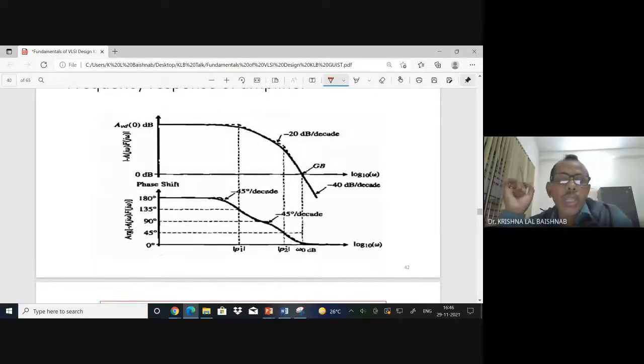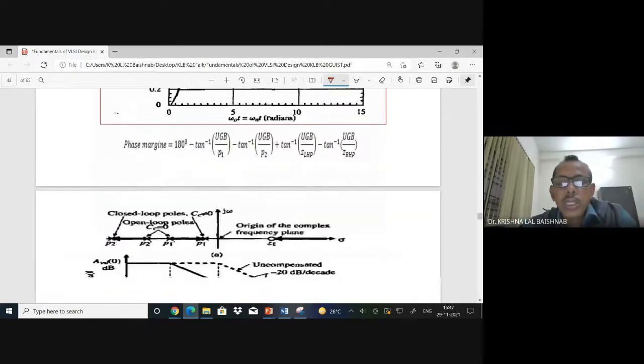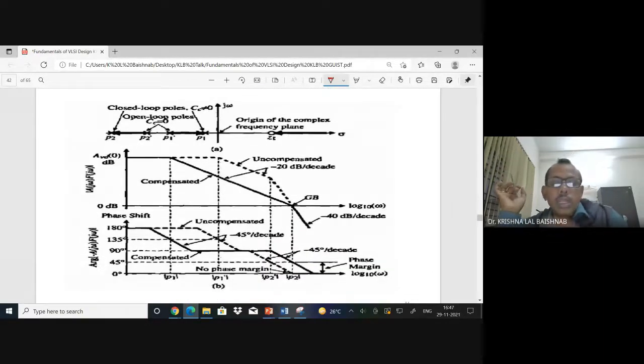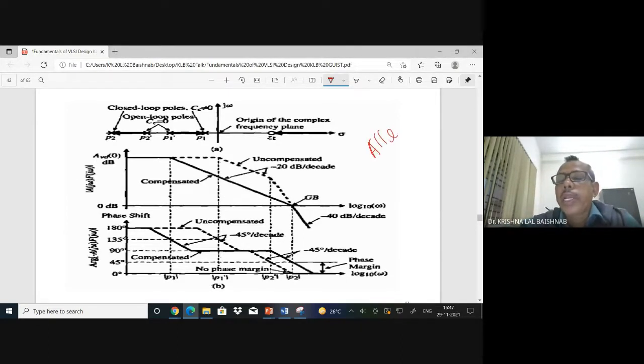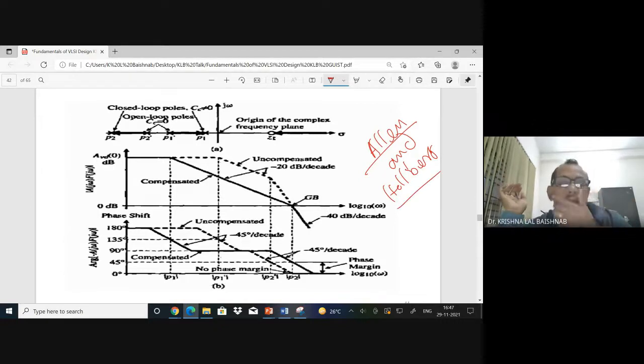Now, this graph, rather than that I will come to this diagram, it will go better. I have taken this diagram from the Allen book. Which book? Allen and Holberg. The picture is taken from Allen and Holberg.